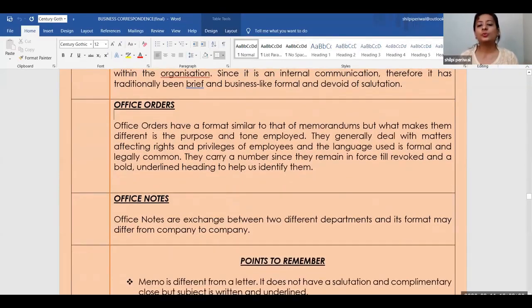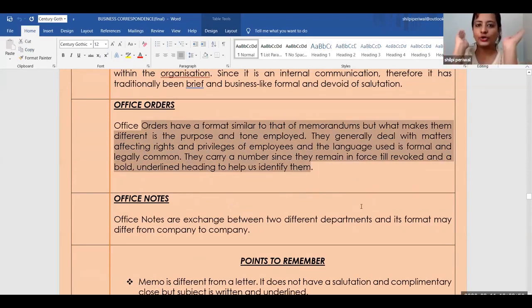Orders is similar to memorandum, but what makes them different is the purpose and the tone employed. They deal with matters affecting rights and privileges of employees, and the language used is formal. They carry a number since they remain in force till revoked, and a bold underlined heading to help us identify them. So office orders is more strict than circular.